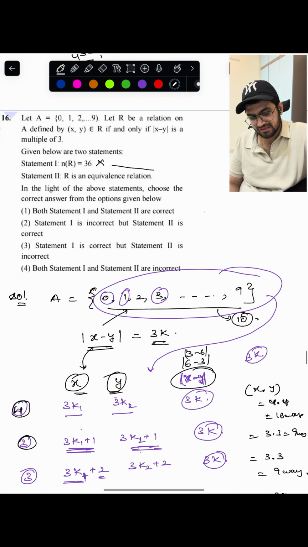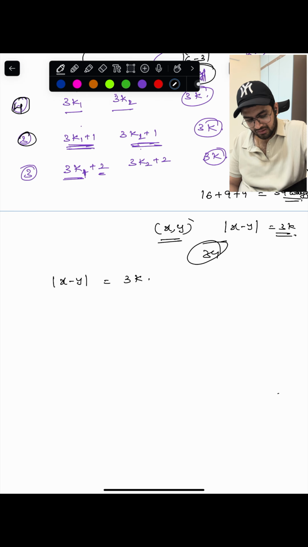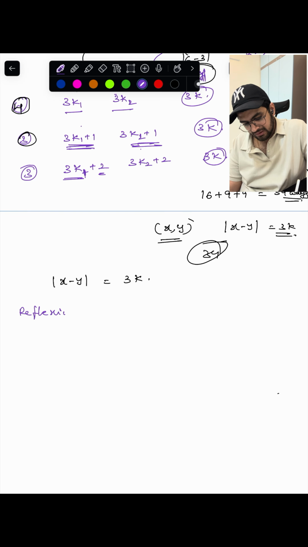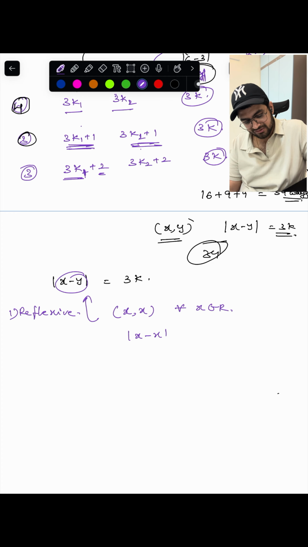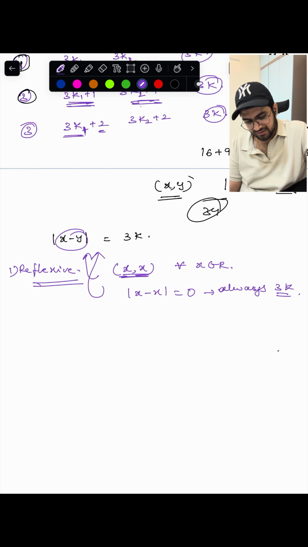Next, let's check whether R is an equivalence relation or not. So mod of x minus y equals a 3 multiple is the relation, right? First I will check reflexive. Reflexive means x comma x for all x belonging to R should belong to the relation, right? If I keep x equals y here, x minus x equals 0, and 0 is always a multiple of 3, always of the 3k form, right? So every element of the form x comma x will be in the relation. So it is reflexive. Done.